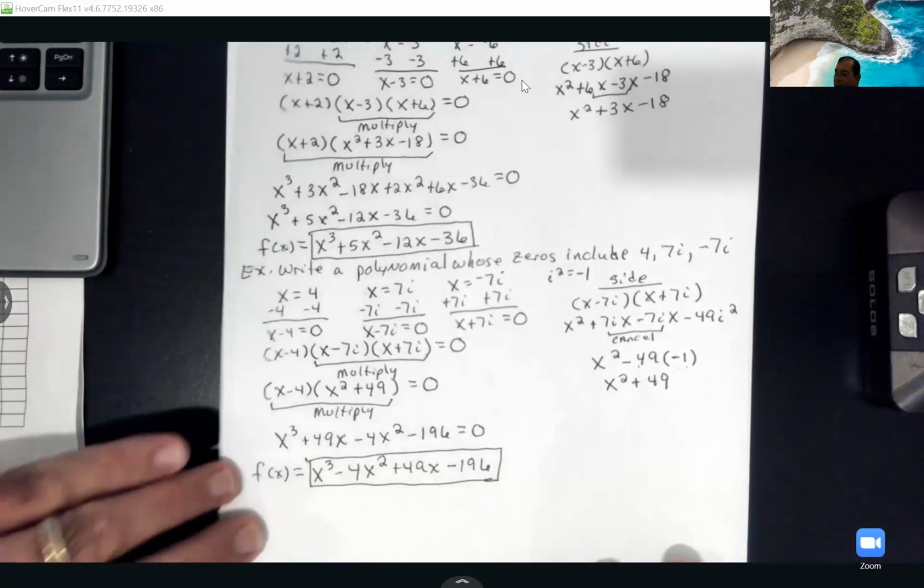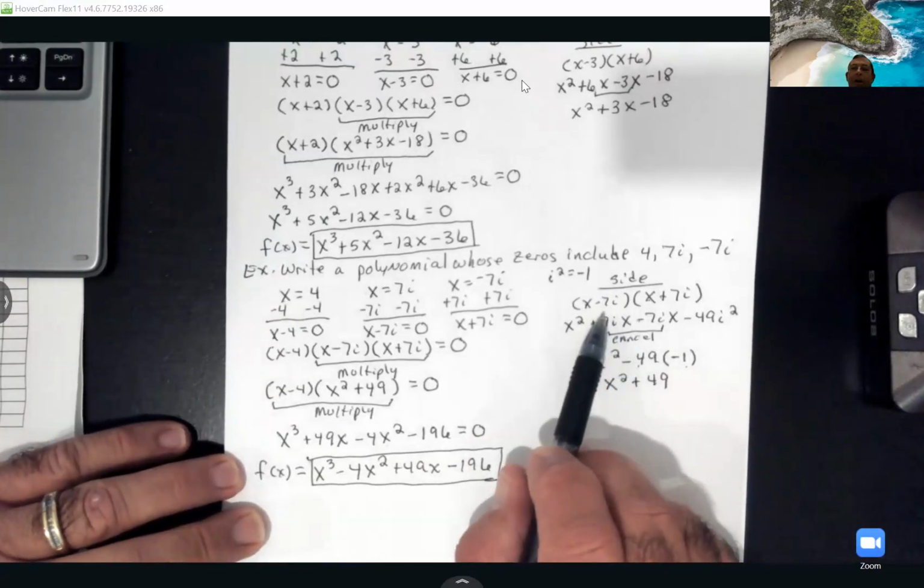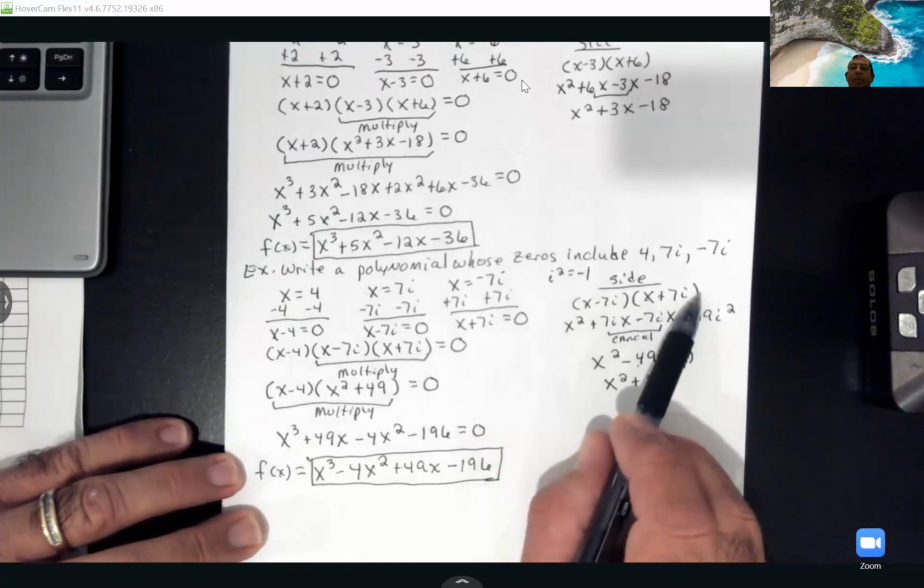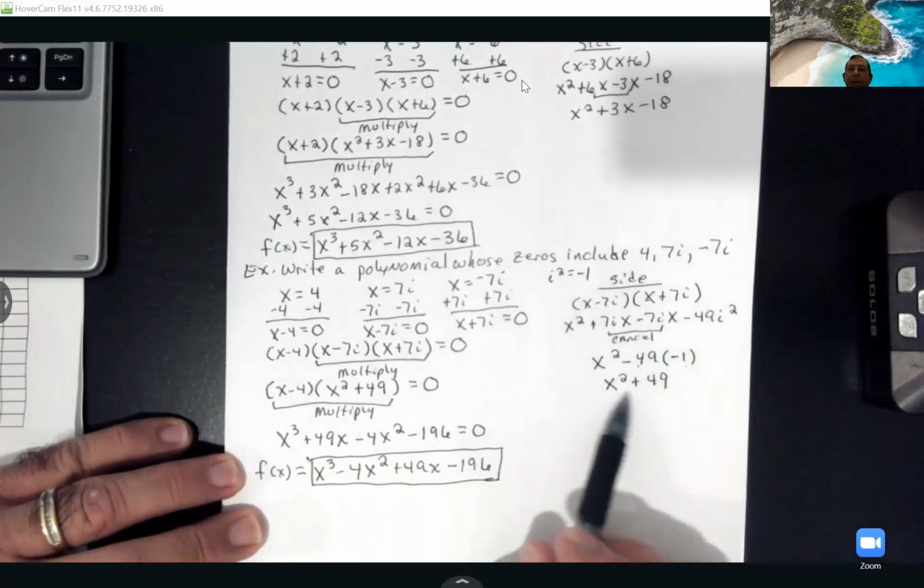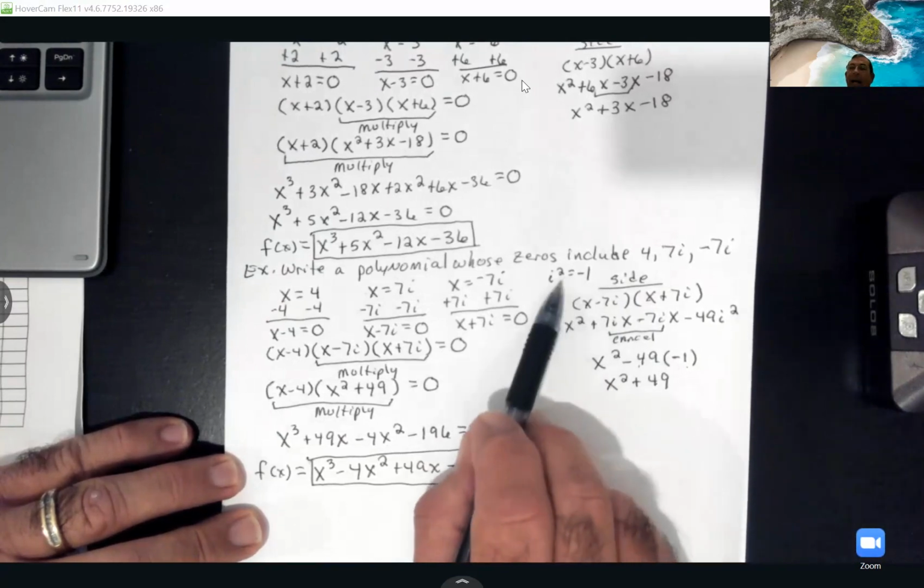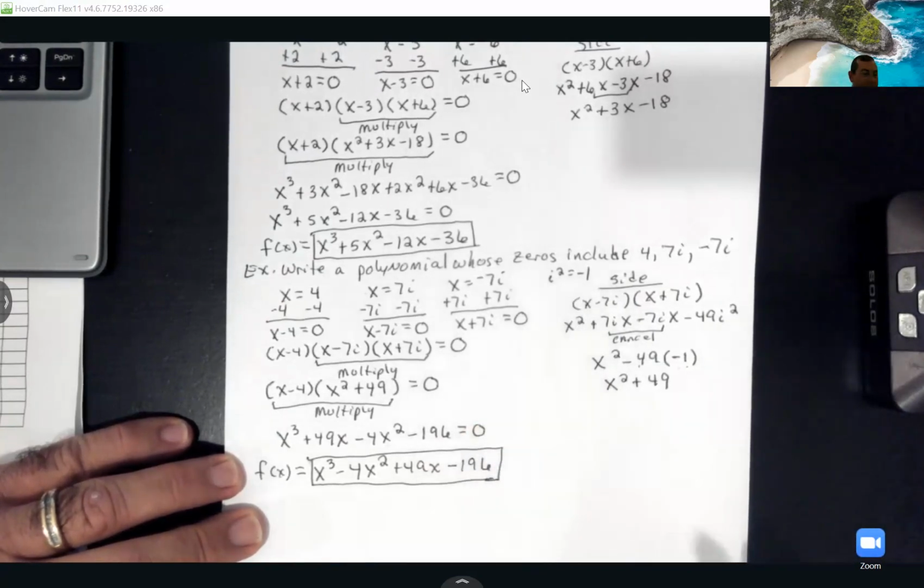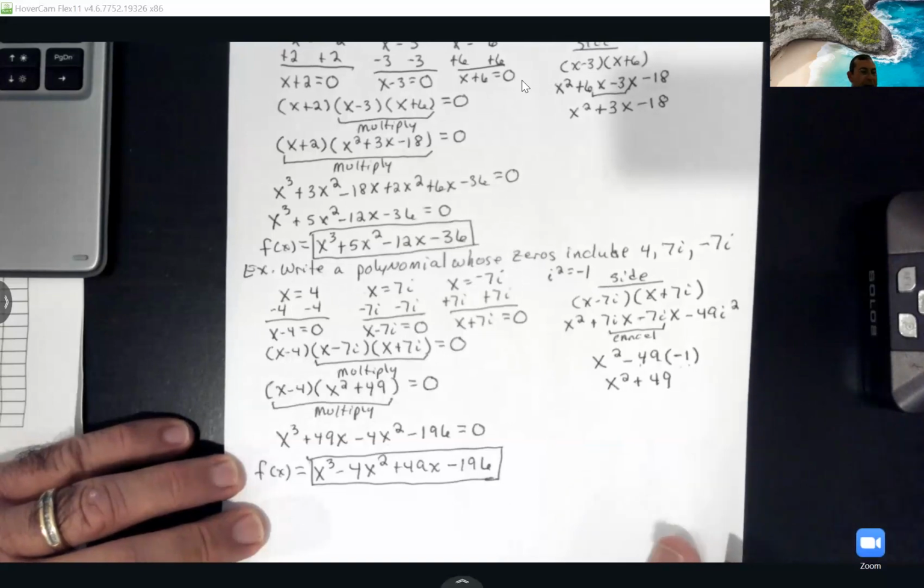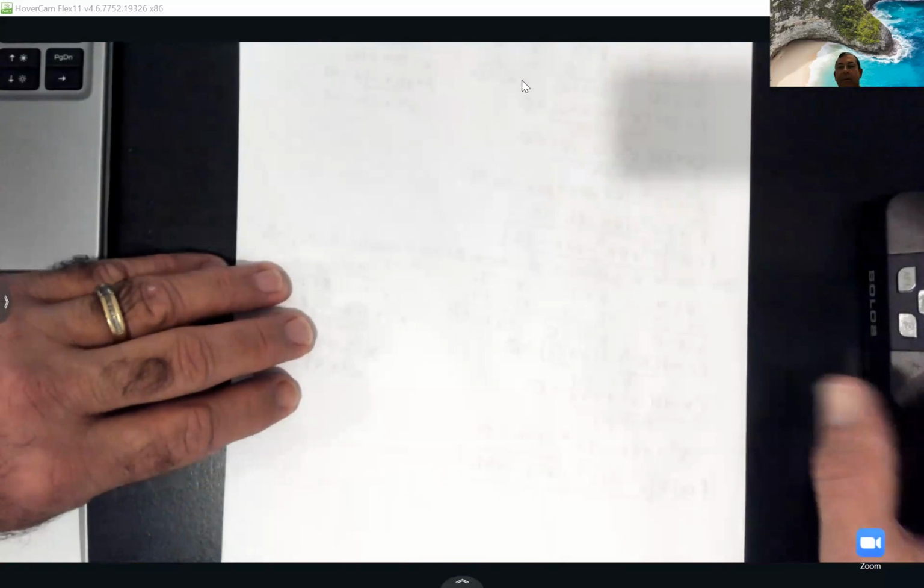Okay, so remember, conjugate pairs of imaginary numbers will always get rid of the i's when you FOIL those, okay? And always remember that i squared equals -1 on those. So now, let's play with some radicals. So let's get the camera back up.